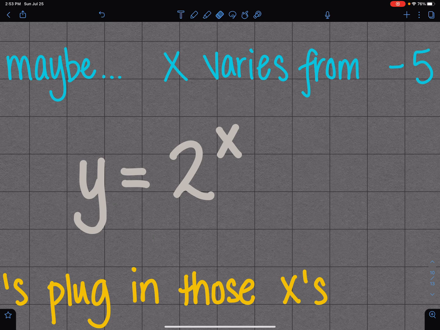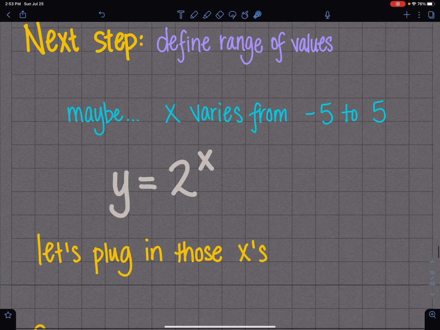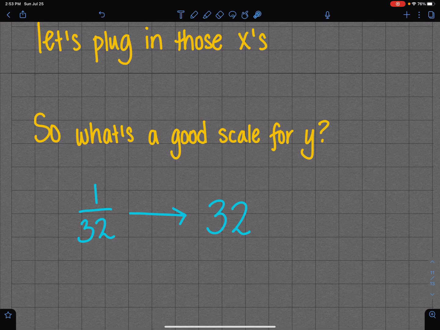So what you're going to do is plug in -5 for this x, and then plug in +5 for this x, and you're going to get two numbers for y when you calculate that out. That gives you a reasonable range. So if we put in the number, let's see, okay, here's our function.